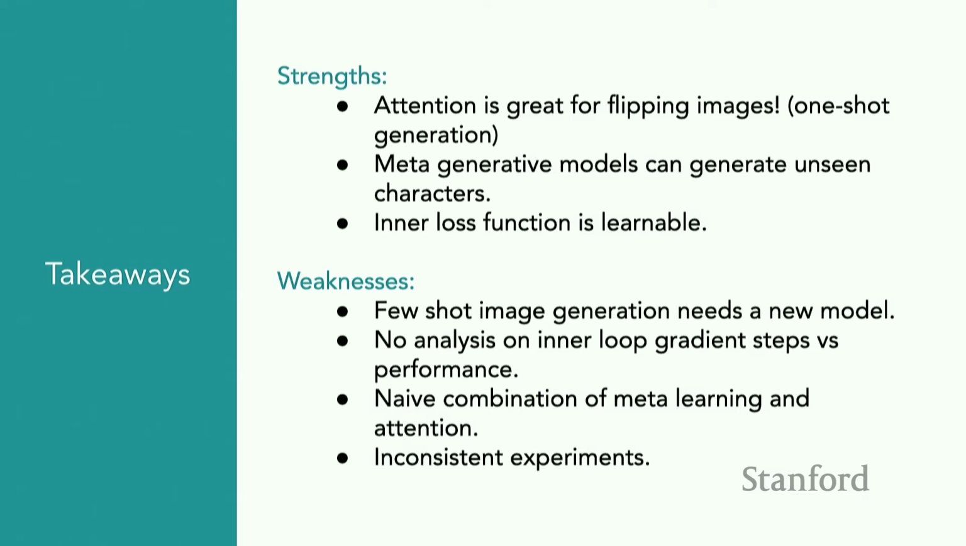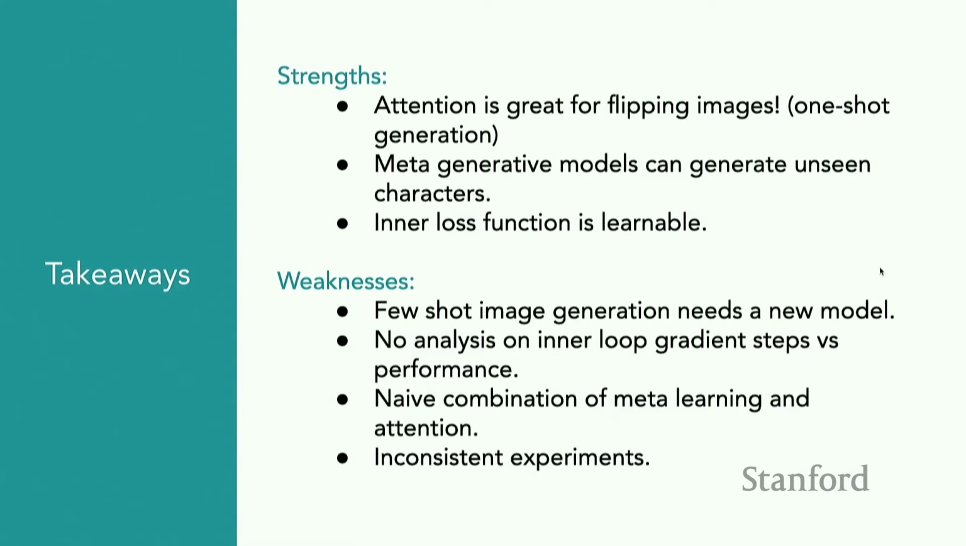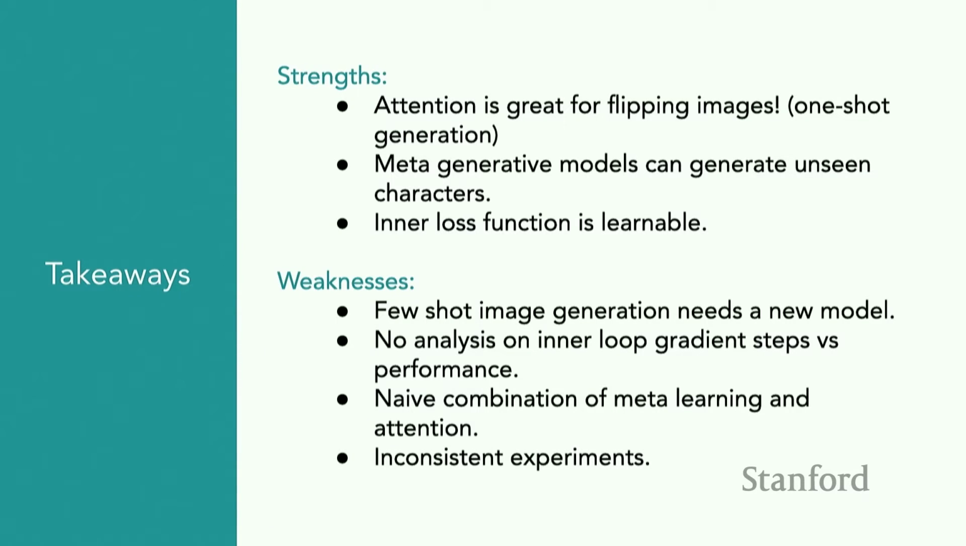The strengths: attention is great for flipping images, especially in the one-shot generation case. This seems to be one of the first papers we've seen where we can apply meta-learning around generative models. So another strength is that they can apply a meta-learning framework around generative models to generate unseen characters. And another cool thing was that they were able to learn the inner loss function in the meta-learning framework.